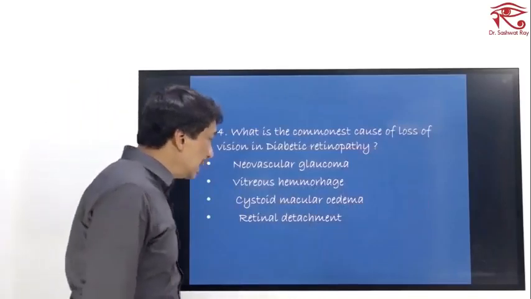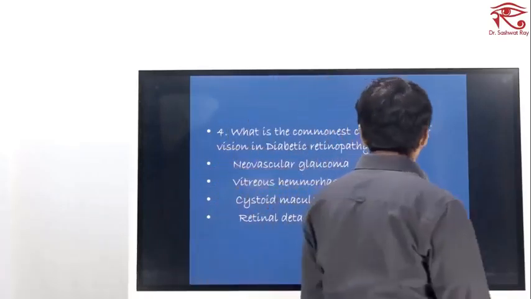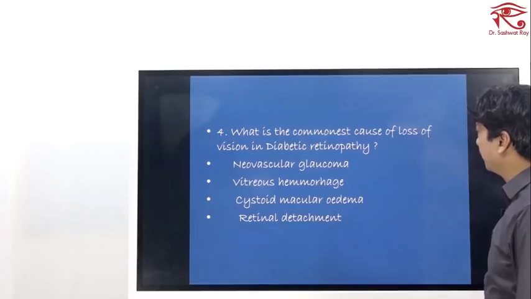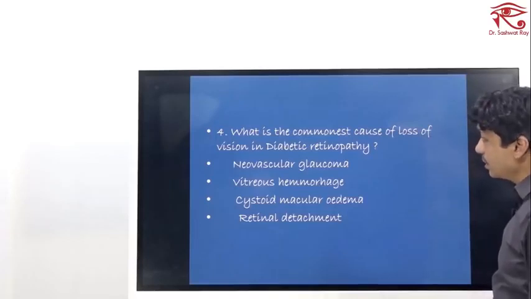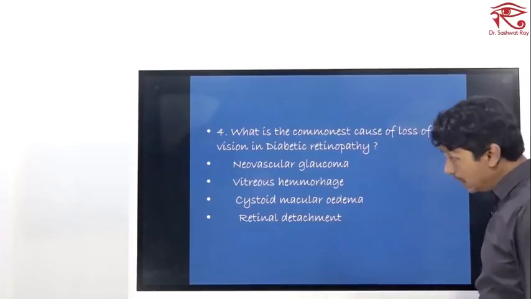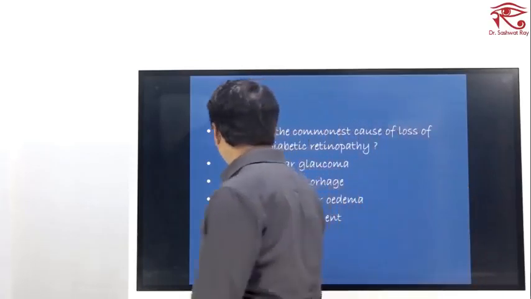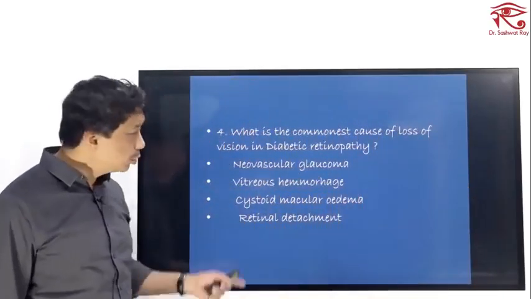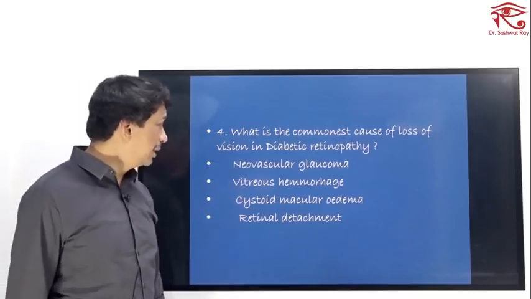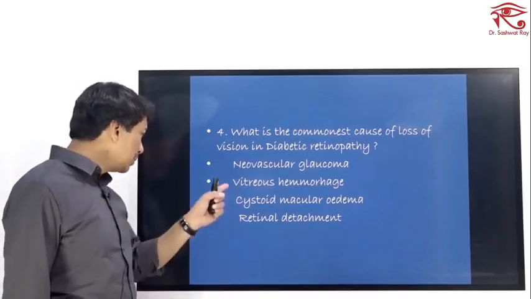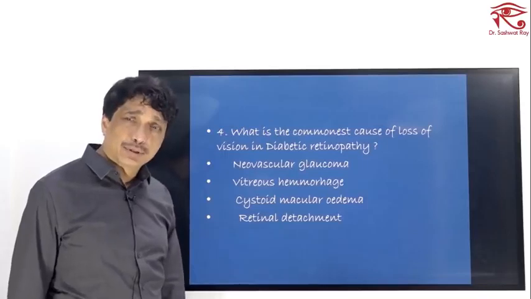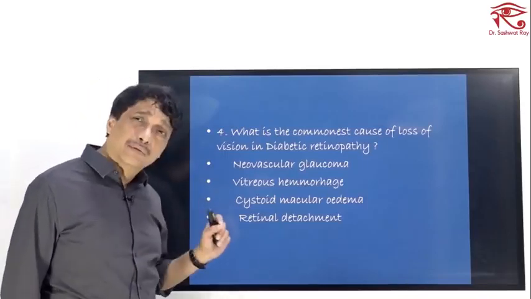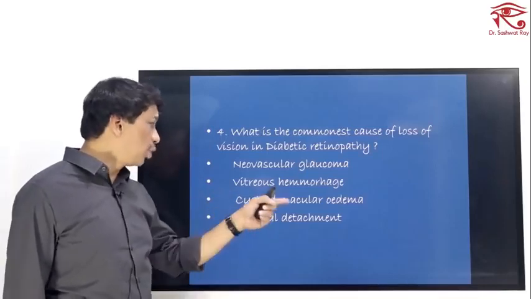The next question is, what is the commonest cause of loss of vision in diabetic retinopathy? That's the standard question, and let's look at the choices again. Neovascular glaucoma is undoubtedly a cause of loss of vision in diabetic retinopathy. Second is vitreous hemorrhage. Yes, that is true. It's also a cause of loss of vision in diabetic retinopathy. Retinal detachment, yes, you do have traction retinal detachment in diabetic retinopathy, but the answer without any confusion has to be C for cystoid macular edema.